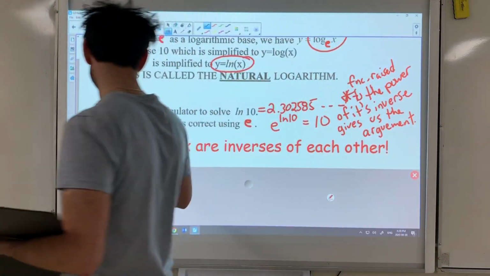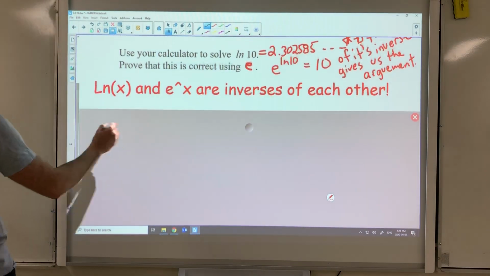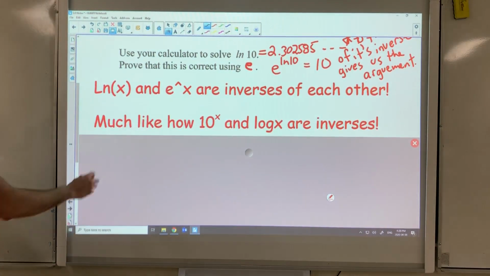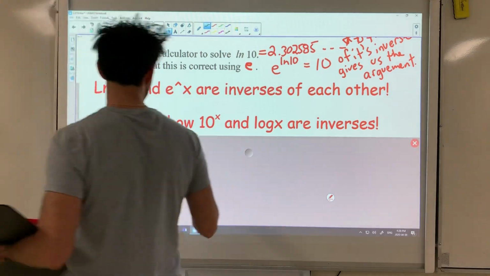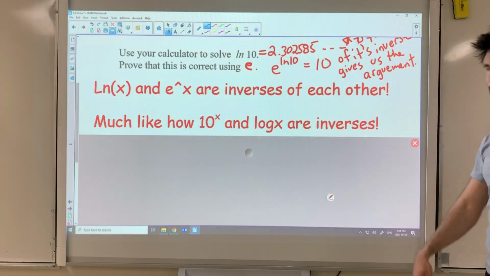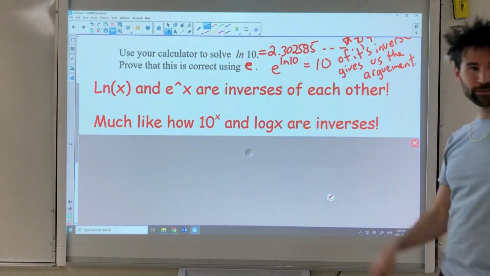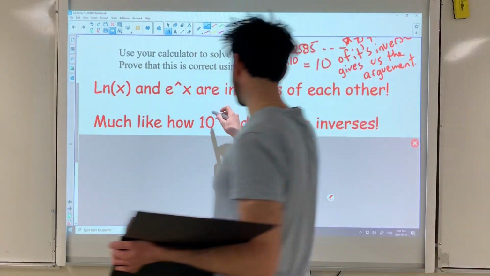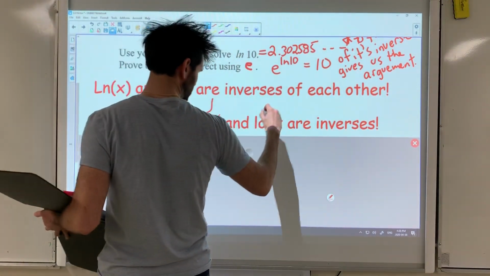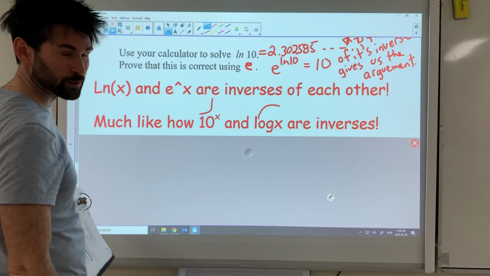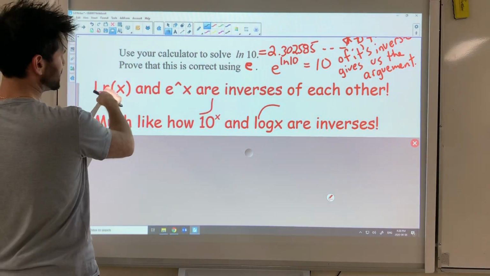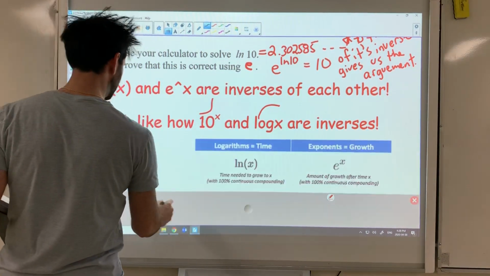Okay, so ln x and e to the x are inverses of each other. I've said it 20 times now. It's kind of like how 10 to the power of x and log, because it's base 10, are also inverses of each other, right? We know that this graph looks like this, and this graph looks like that, and they reflect over the line y equals x. Well, ln x and e to the x are going to be exactly the same.